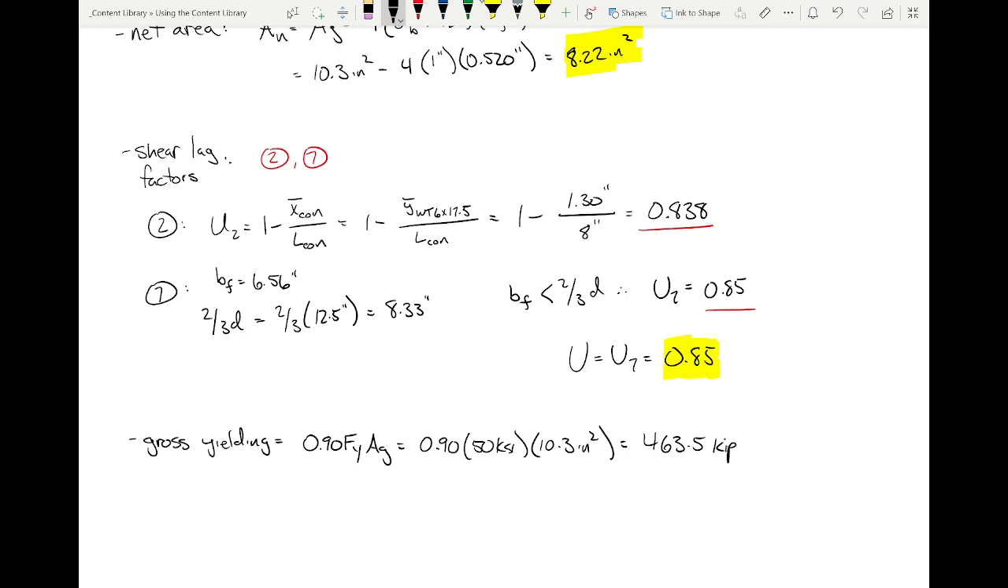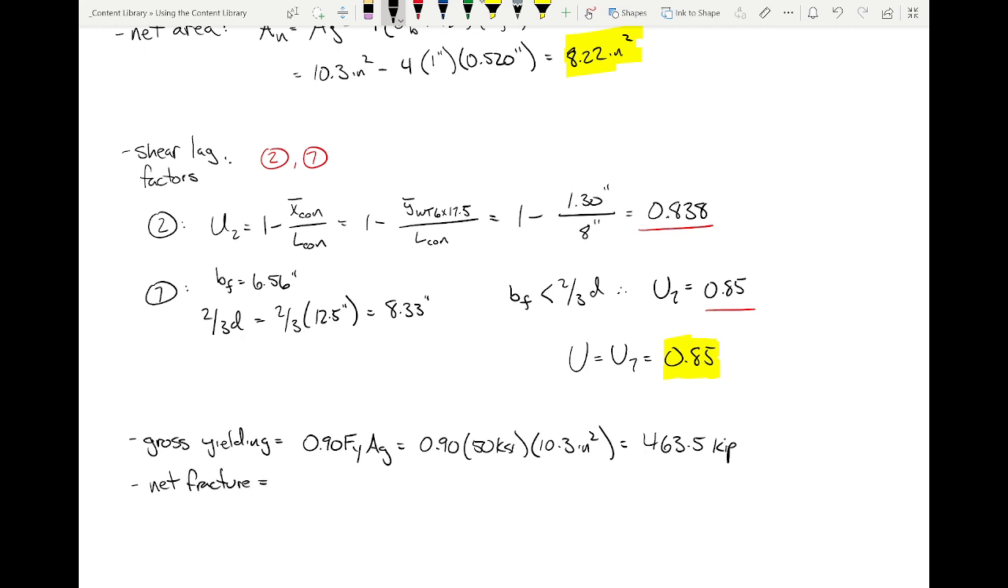It's FyAg. What is 50 times 10.3? 503. So 50 times 10.3 is 503. I propose that the member can hold up 503 kips according to gross section yielding, but we're only going to be able to count on this much. Does that make sense? Everybody okay with that? I want to make sure that works conceptually.